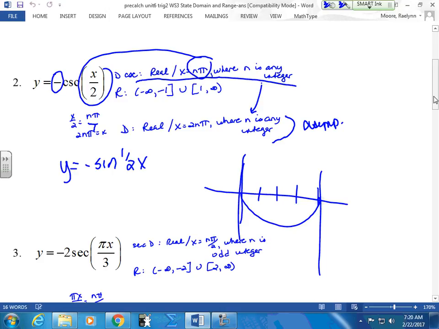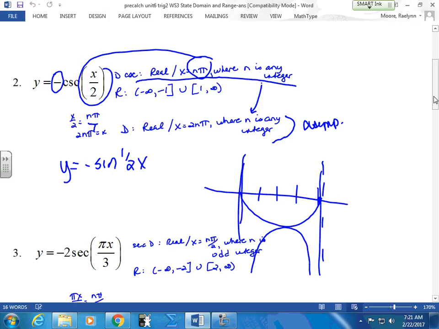So if n is 0, I'm at the 0. If n is 1, I'm at the 2 pi. Here's my 2 pi. If n is 3, I'm at the 6 pi. And I can keep on going up. So here's your piece, and you just have to graph off of this. You only have one little section in here. And then you know that your other curve comes here, and graph your other section.